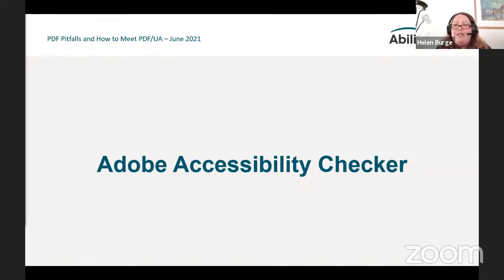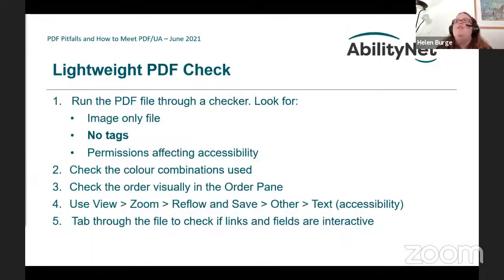So for the Adobe Accessibility Checker, we have a few lightweight checks. You might notice my no tags. I've not been made bitter at all, honest. But run the PDF file through the checker to look for image-only file, no tags, and permissions affecting accessibility. There are other checks done within the checker, and we'll have a look in a moment, but these are the ones that might mean that you can do this quick check and then you have to throw it back to start again from the source document before you continue any further.